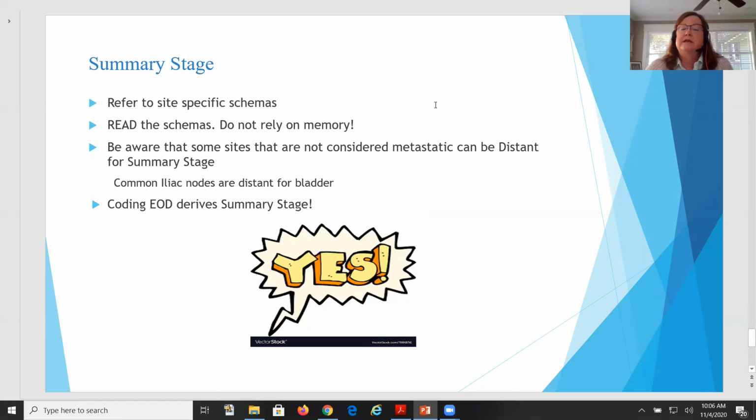Our summary stage: be sure you refer to your site-specific schemas, read the schemas, and do not rely on your memory. Be aware that some sites that are not considered metastatic can be distant for summary stage. For example, the common iliac nodes in bladder are regional for extent of disease, but distant for summary stage. And the good thing is if you are coding EOD, then that will derive summary stage.